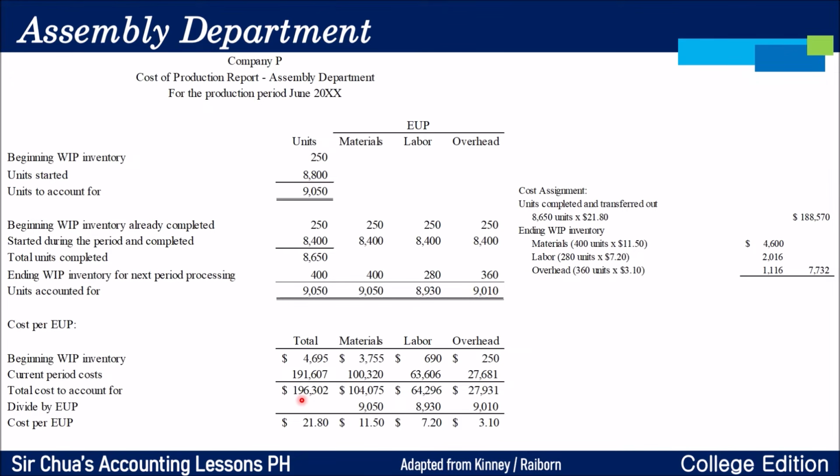Tingnan natin kung tama. So, all you have to do is to add 188,570 plus 7,732. You will get total cost as accounted 196,302. So, dapat po yung dalawang yan ay magtutugma. Ibig sabihin po, yung total cost na na-incur natin for the assembly department is maayos nyo pong na-assign sa production process. Okay? So, that is our cost of production report, cost per EUP, and cost assignment para po sa ating assembly department.